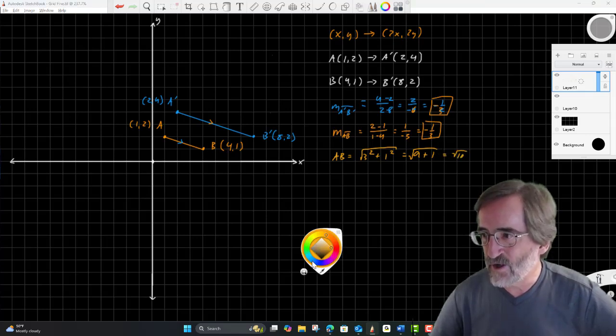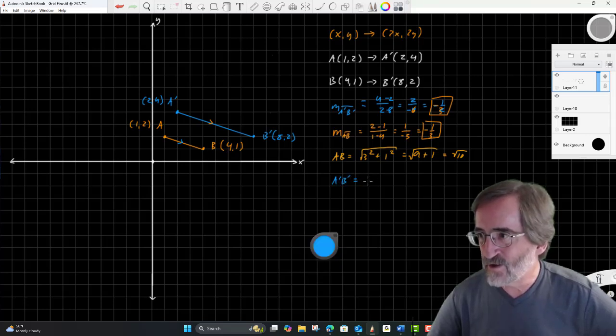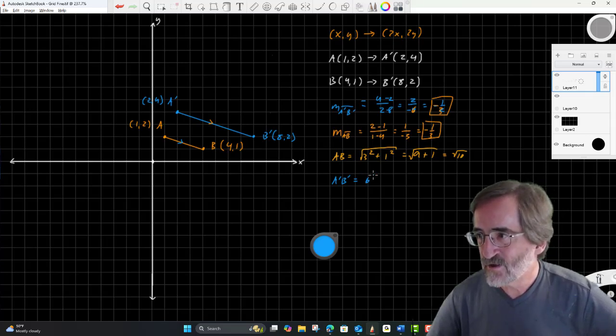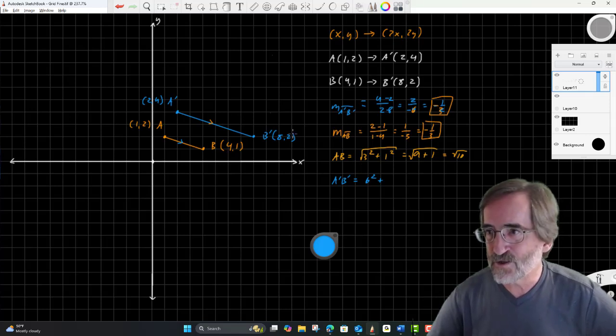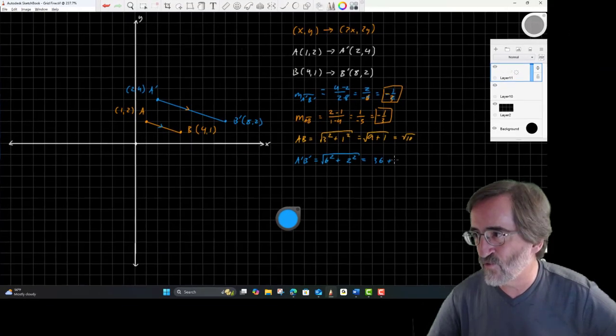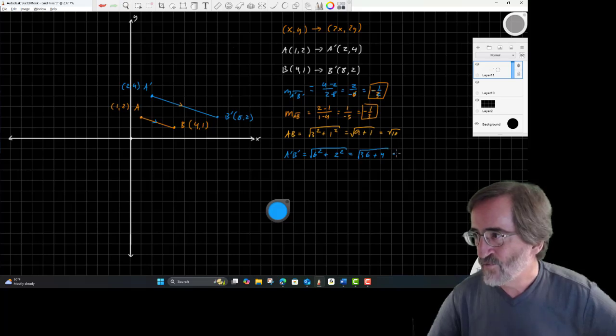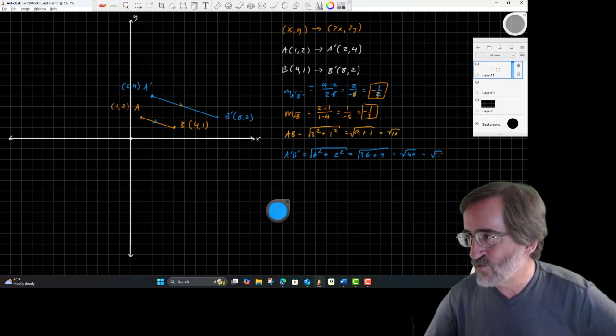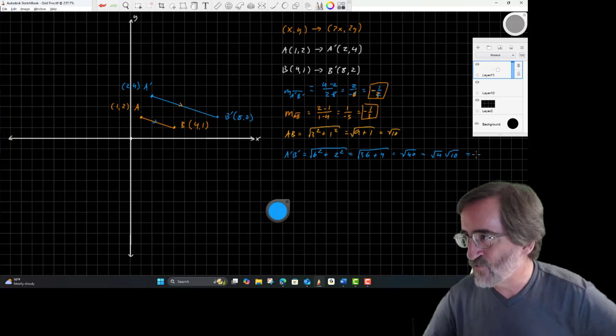And A prime, B prime is, change in X, 2 to 8 is 6. 4 to 2 is 2. 6 squared is 36. 2 squared is 4. Root 40, but check this out. That's root 4 times root 10. 4 times 10 is 40. And the square root of 4 is 2. This is 2 root 10.